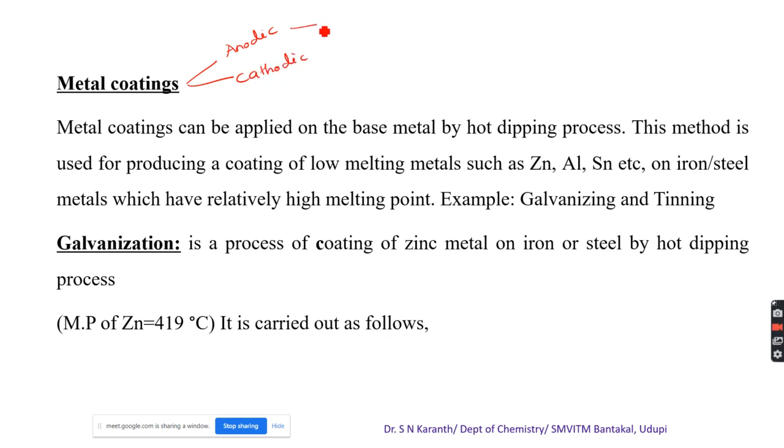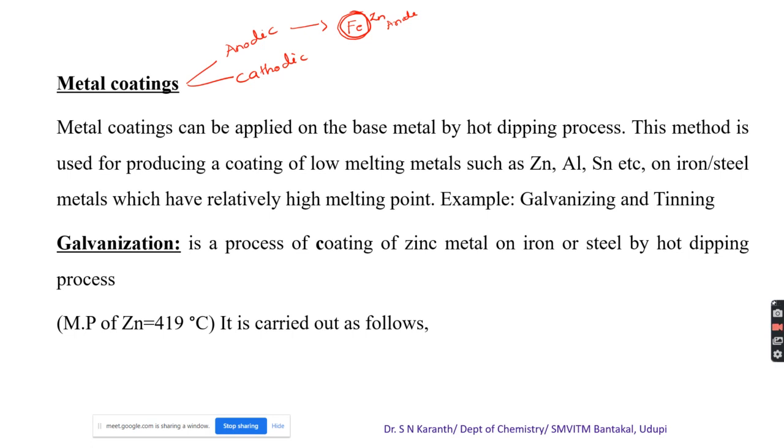Anodic coating is where a more active metal is coated over the base metal. So, if you want to protect a metal like iron, it is coated with a more active metal like zinc. Okay, a zinc coating is carried out. That is, this zinc is anode with respect to iron. So that's why the coating is called anodic coating.